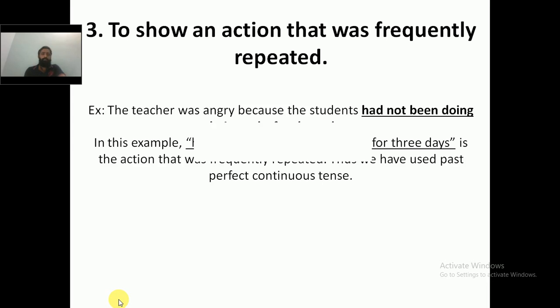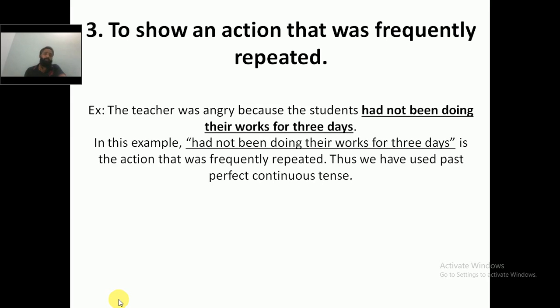Take the example. The teacher was angry because the students had not been doing their work for 3 days. In this particular example, the students had not been doing their work for 3 days is the action that was frequently repeated. It is not 1 day, it is not 2 days, it is 3 days. It is a frequently repeated action. So we are supposed to use the past perfect continuous tense.